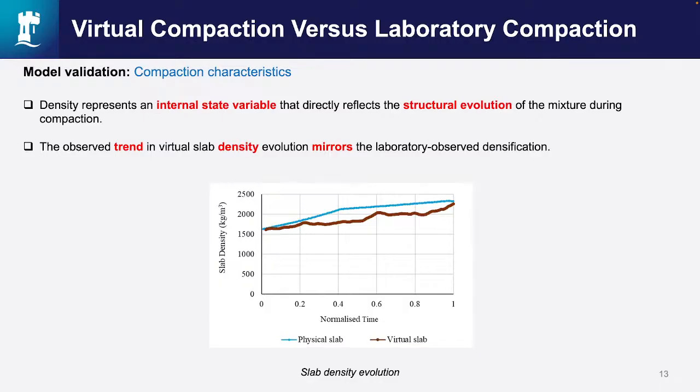So this is what we basically tried to do. We looked at comparing the compaction characteristics with the physical slab. One of the main things we looked at was density. Density is an internal state variable that directly reflects the structural evolution during compaction. So we looked at understanding the different trends in the virtual slab and also the compacted slab.